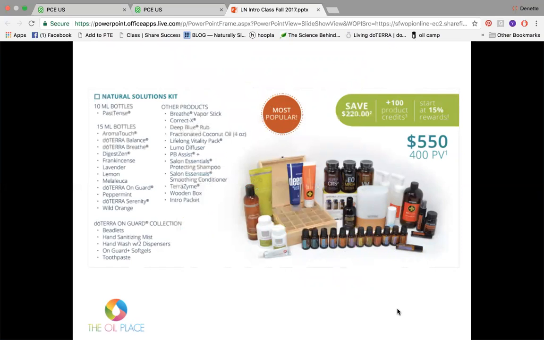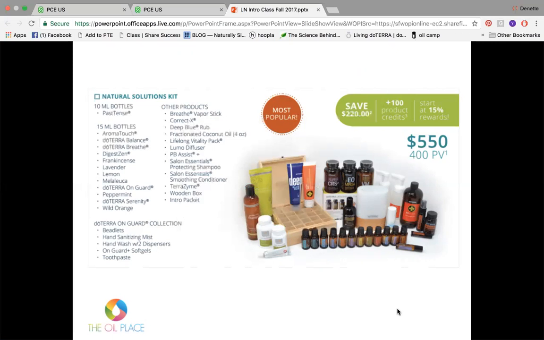If you purchase the Natural Solutions Kit and then you place a $100 order the following month, you're going to get 100 free product credits from doTERRA, which really turns into about $100 free that you can use for free products. You're also going to start out at getting 15% back in reward points that you then can use, and that will increase.